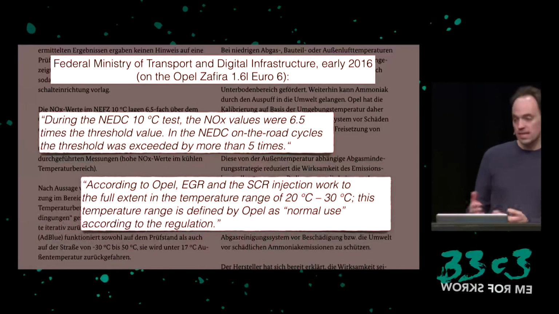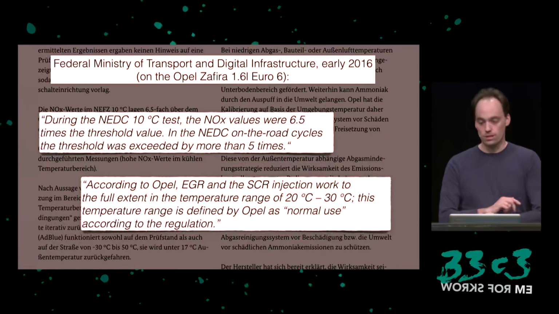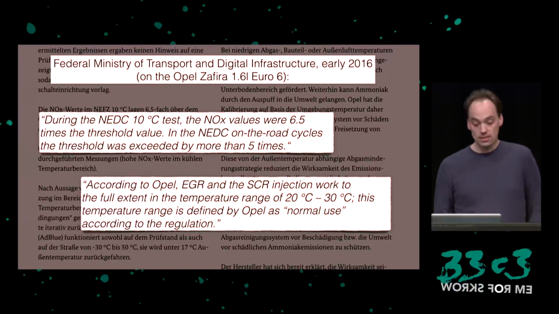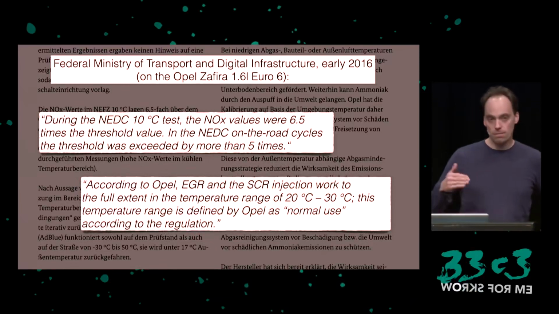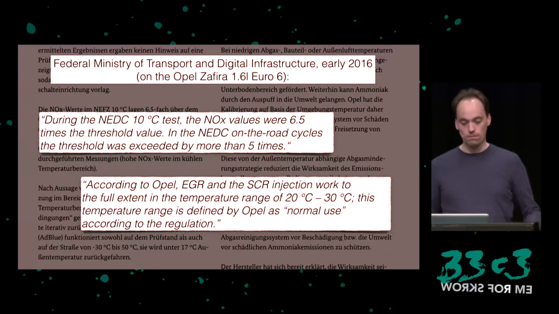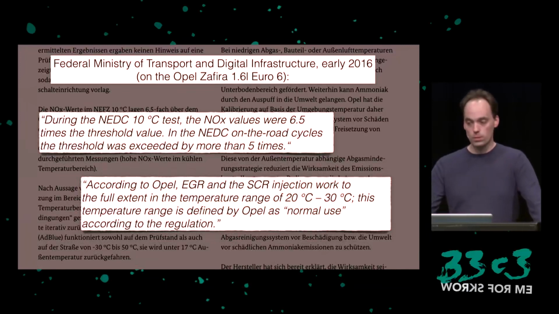Okay, so during this testing, they had this 12x emission limits. For example, one particular test was to drive the test cycle in the same way, but at a different temperature, at 10 degrees Celsius. And the car exceeded the values by a factor of 6, even though the car would be operated in the very same way. It was just that the ambient air temperature was 10 degrees Celsius instead of 25. So they asked Opel why this was the case during their investigation, and Opel responded saying that the EGR and the SCR injection work to the full extent in the temperature range of 20 to 30 degrees Celsius. It's what they call normal use.